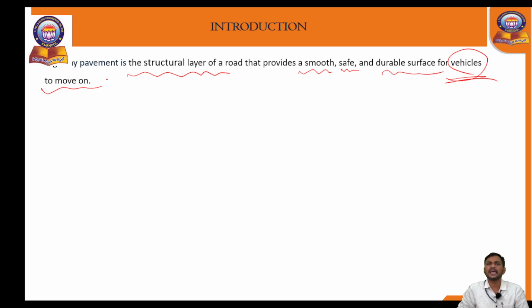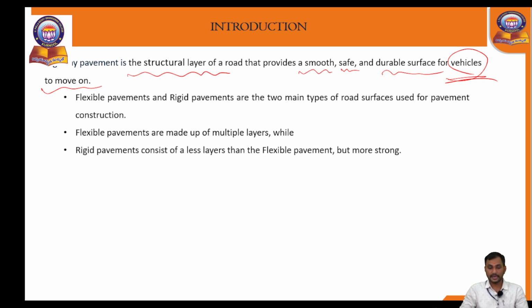Let us take a small example. Many years ago, there were no comfortable roads. Slowly the technology grew, and different types of roads came. Today we are going to discuss those roads. In highway pavements, there are two main types: one is flexible pavement, another one is rigid pavement. What is meant by flexible pavement and what is meant by rigid pavement? We are going to discuss these two types in this lecture.